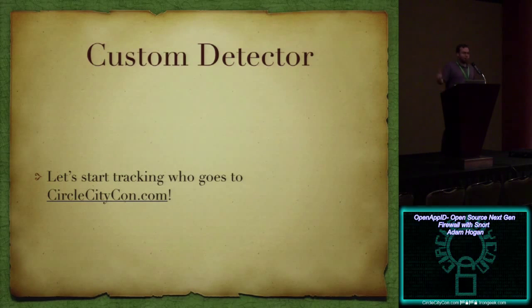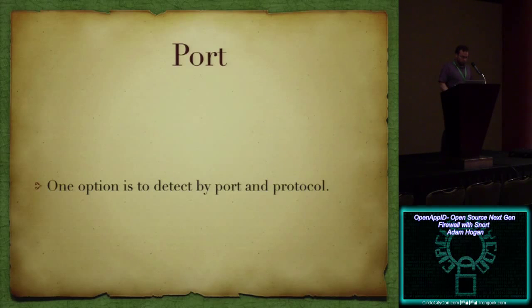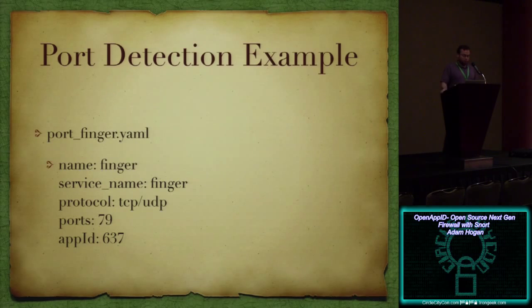But say we want to track application stats for who's going to CircleCityCon. One option to do application detection is to detect by port. That obviously won't work for detecting CircleCityCon. It'll just detect everything on 80. No good. But if you really want to do it that way, you can. You'd actually just create a simple text file, name, and then .yaml. And you specify what's the name, what's the service name, what protocol, TCP, UDP, or both in this case, what ports it is on, and then give it an app ID number. And you're done. But that's not at all interesting.